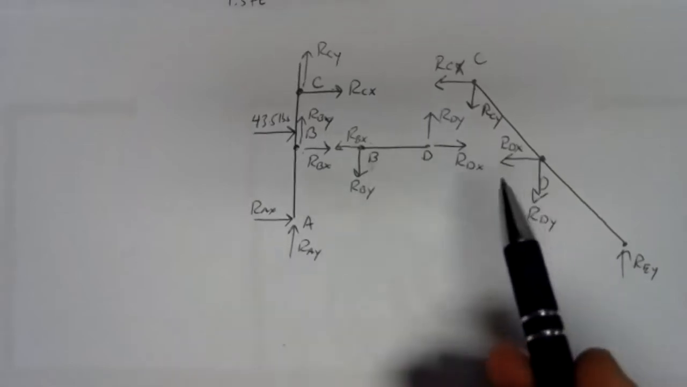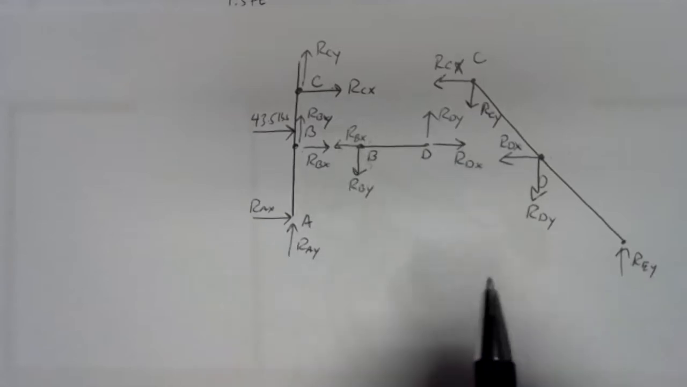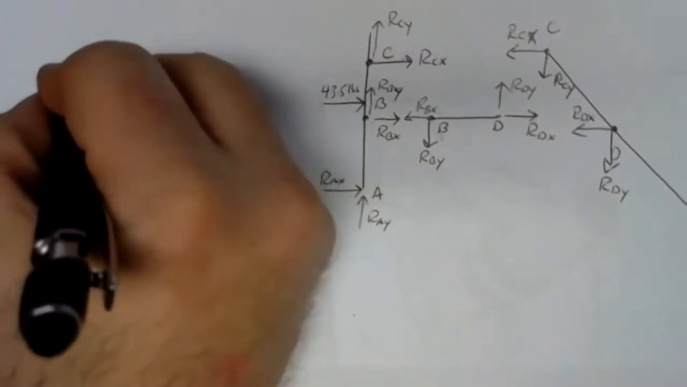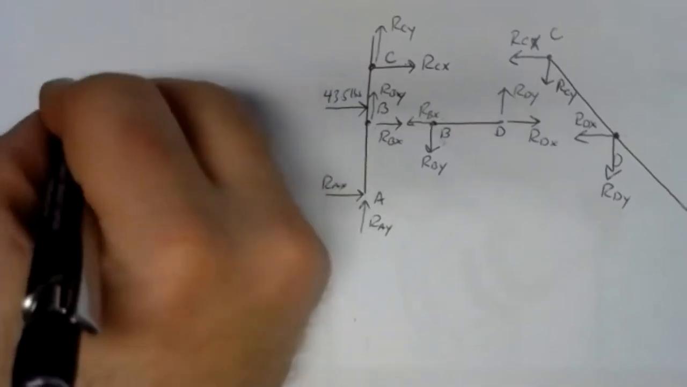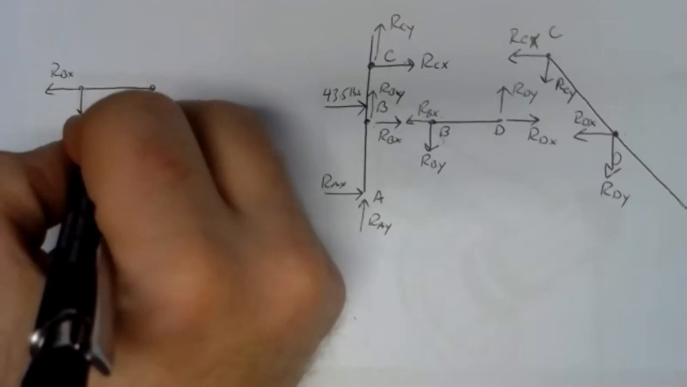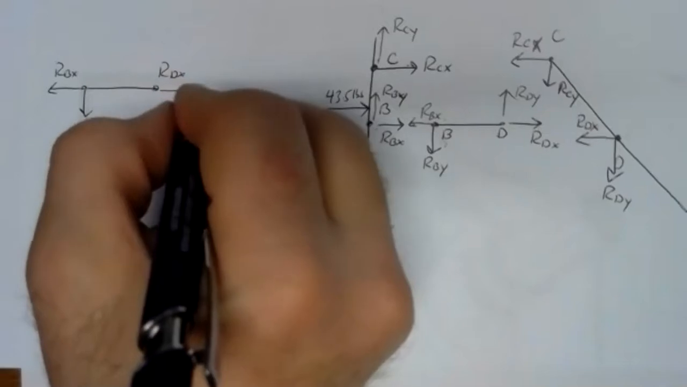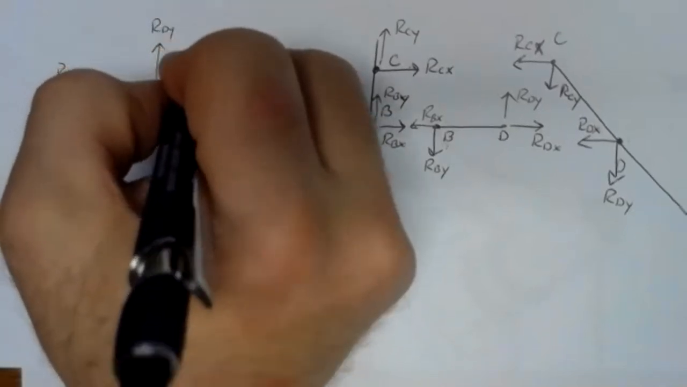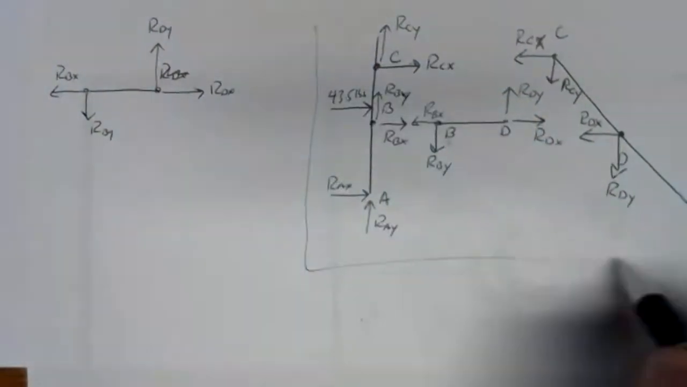The one that looks simplest here is the horizontal member, so let's do that one. If we do member BD, we'll bring that off to the side here so we can clearly see it. We've got RBX and RBY. We've got RDX that way and RDY there. So there's our free body diagram. We'll separate that off there.